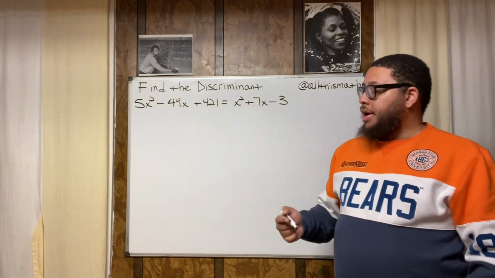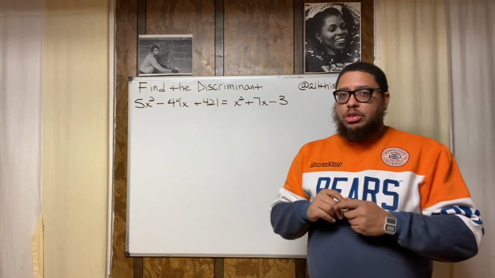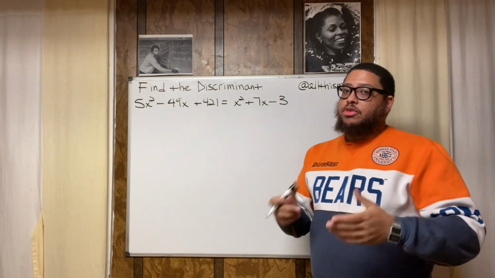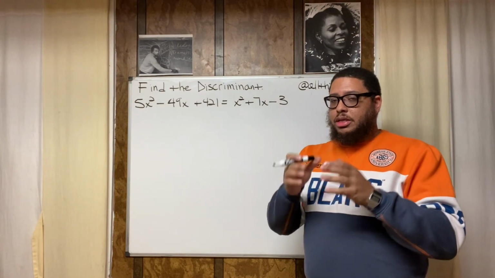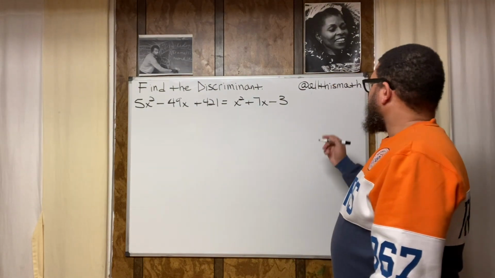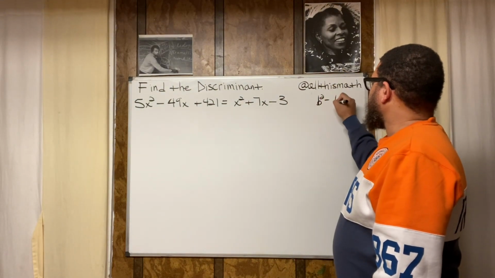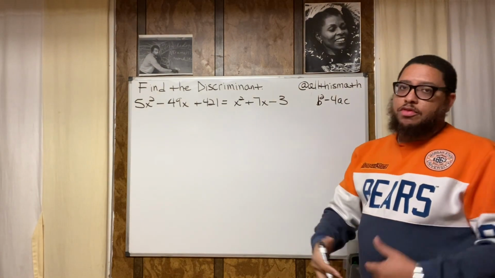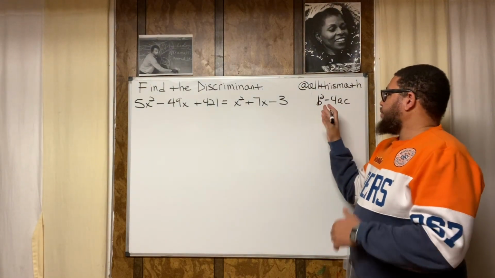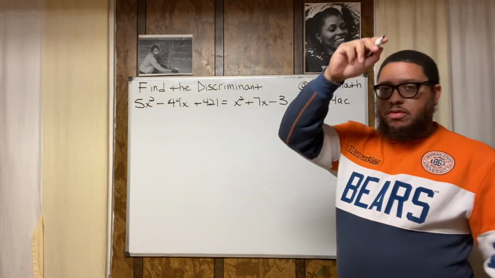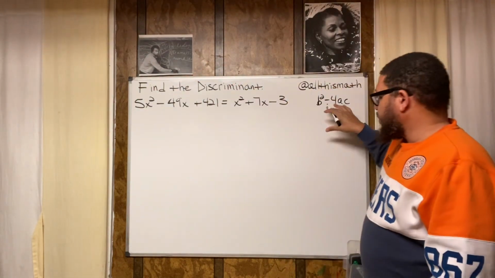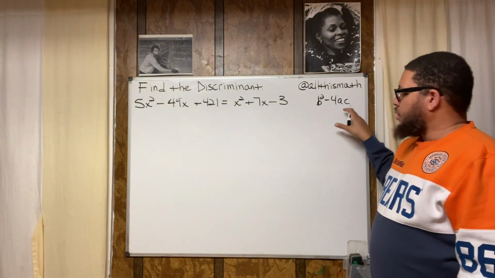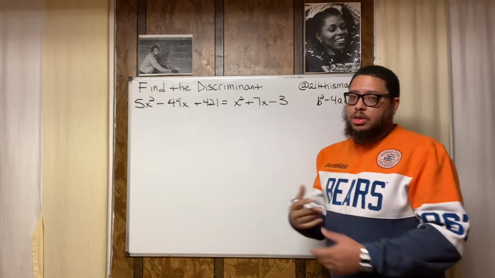Now, you calculate this discriminant using a formula, so let me write the formula down. The discriminant is a part of the quadratic formula, and it's this right here: b squared minus 4ac. Anybody familiar with the quadratic formula knows that this expression is the part that goes under the radical sign. Once you plug the right numbers in place of b, a, and c, that's going to give you a number.